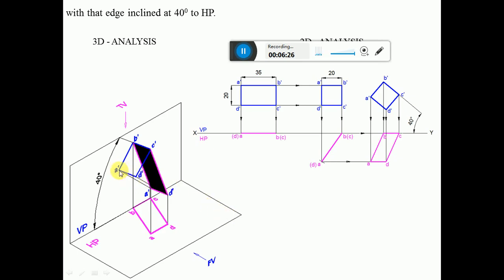The image is going to fall on the vertical plane, which will be A dash, D dash, C dash and B dash. This is the final sketch you get here, where the edge is inclined at 40 degrees to HP. Correspondingly, the top view is going to be like this. So this is how you will be able to get this solution. This is the 3D analysis. In the final sketch also, you can see that BC is still resting on VP.